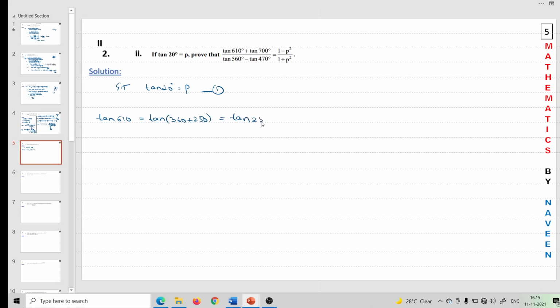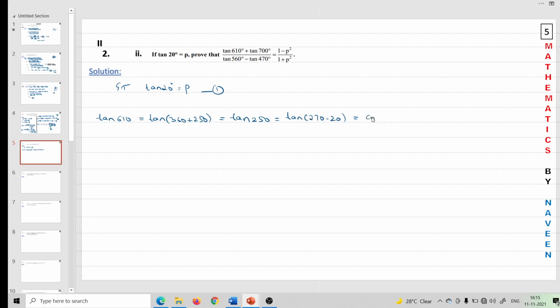So tan 250, that is equals to tan 250 can be written as tan of 270 minus 20, that is equals to tan of 270 minus theta. Third quadrant. In third quadrant tan values are positive and 270 means on y-axis, or pi by 2 multiplied by 3.